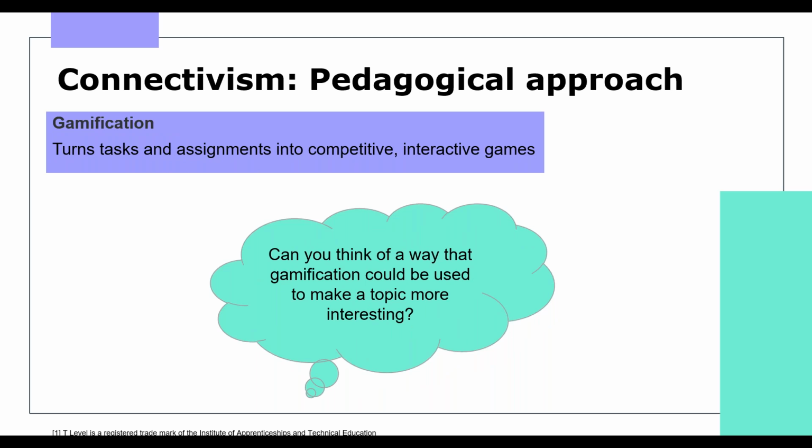Next, we have gamification. This is used to inspire its users to engage with content and make learning enjoyable and permanent. The tasks will be created to practice a certain skill, such as times tables, and will often include rewards such as points or stars. In primary school, for example, a maths gamification platform could be used where the classes compete against each other, and then the winning class may receive a treat. Can you think of a way that gamification could be used to make a topic more interesting?